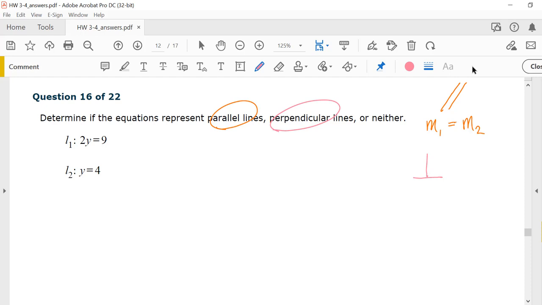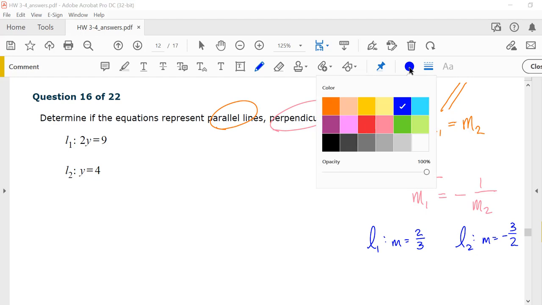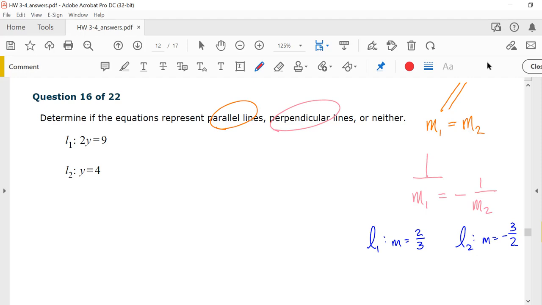The thing you need to know about slopes of perpendicular lines: they are negative reciprocals of each other. So an example, if the slope for the first line was, say, 2/3, then the slope of the second line would be negative 3/2. They're negative reciprocals of each other. All right, so let's go look at the example. So that I can compare them rather quickly, I'm going to put them in y equals mx plus b form.